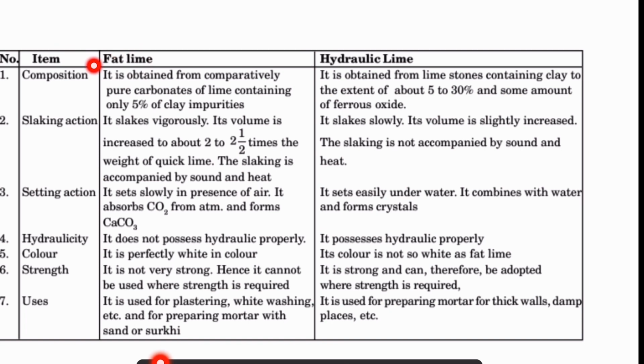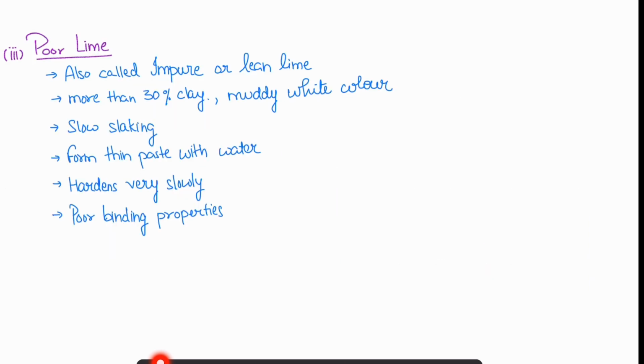Talking about the use, fat lime is used for plastering, whitewashing, and for preparing mortar with sand or surki, while hydraulic lime is used for preparing mortar for thick walls and for damp places. Okay, so these are the main differences between fat lime and hydraulic lime.